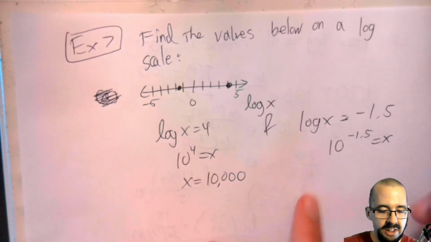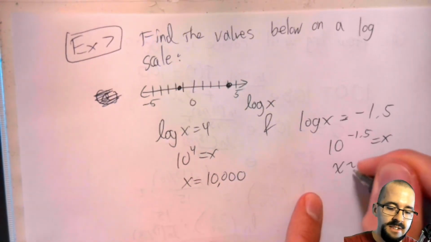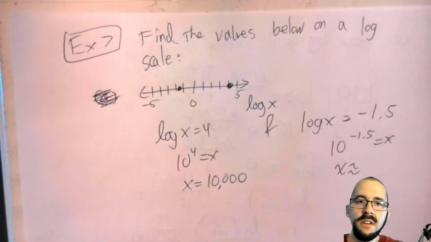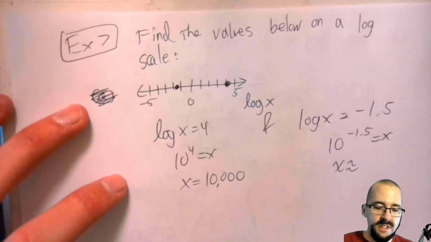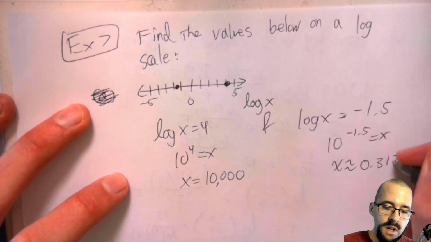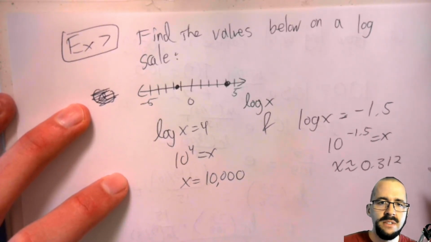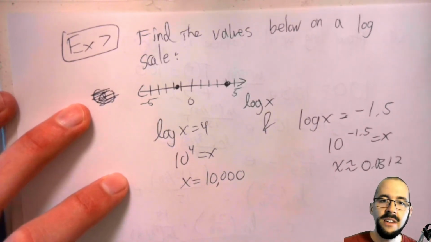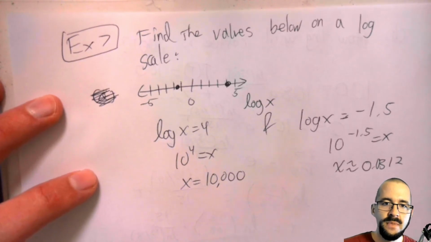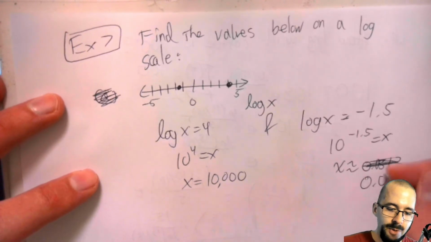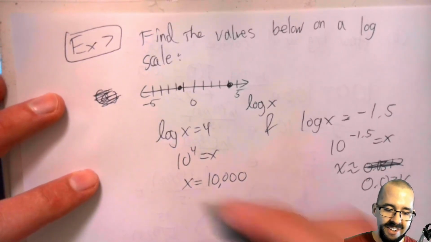Over here, we have to use a calculator for this one. This is going to be that x is approximately equal to 10 to the negative 1.5, which is 0.0312 approximately. Wait, it's actually 0.0316. I don't know why I said 2. All right, this is 0.0316. Woof. And that's how you do these sort of problems.